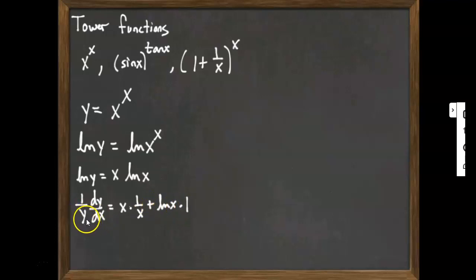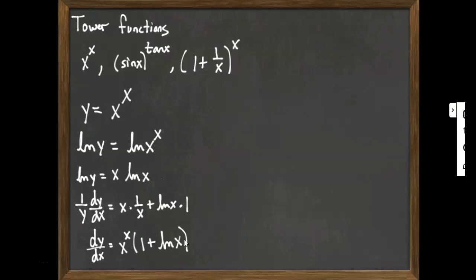And then we just bring the y over, which is x to the x. So we'll have dy dx equals, bringing the y over from the 1 over y, we'll make that x to the x times 1 plus ln of x. And now we've done the derivative of that tower function. So it turns out the derivative of x to the x is itself times 1 plus ln of x.